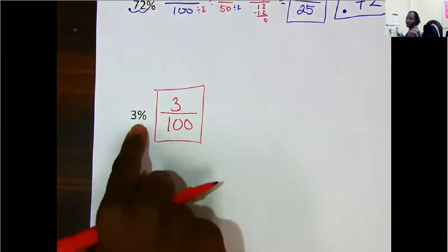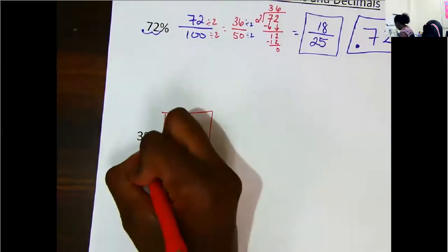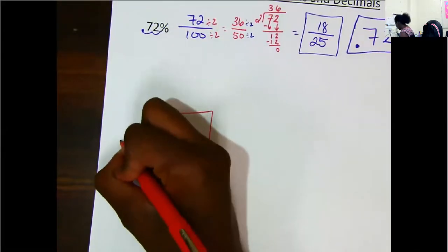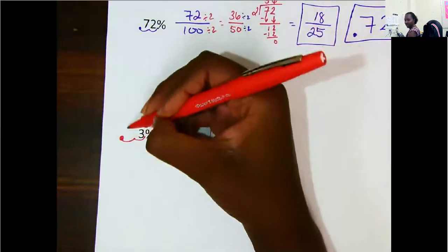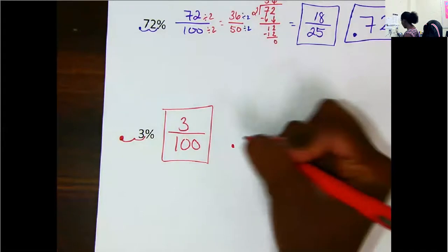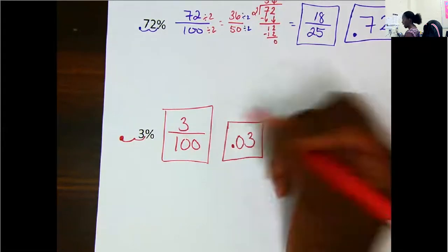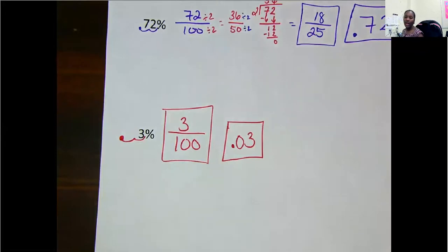I now need a decimal. Remember, Dr. Pepper, 2 to the left gives me a decimal. Because this is a whole number, I can start at the back. 1, 2. Whenever I have an empty space, I'm supposed to fill it with a 0. So I'm going to put decimal 0.03. I now have my fraction and decimal answers. One more.